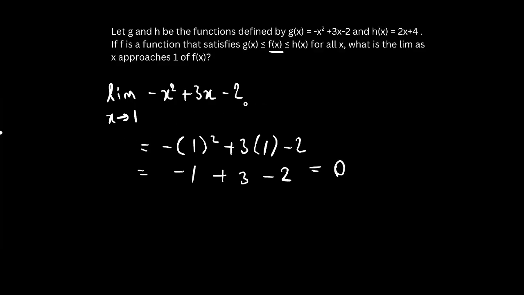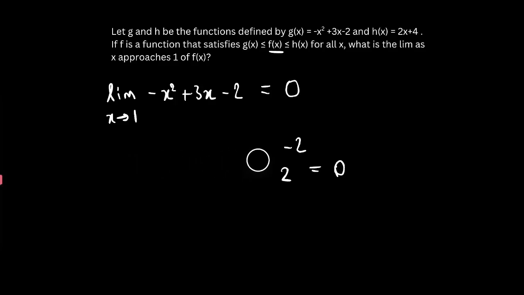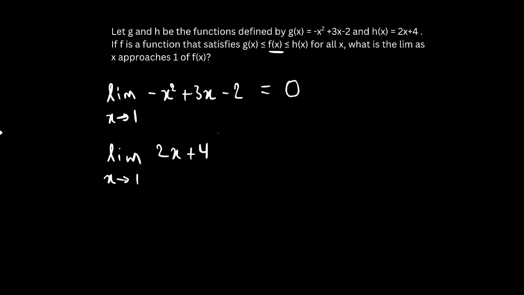So the limit as x approaches 1 of g of x is going to be equal to 0. Now we can try to find the limit of h of x. The limit as x approaches 1 of h of x, which here is 2x plus 4. Give this a shot yourself. Again, clearly we can use direct substitution for this function as well. So we can just do 2 times 1 plus 4, which is equal to 6. So the limit as x approaches 1 of our function h of x is equal to 6.